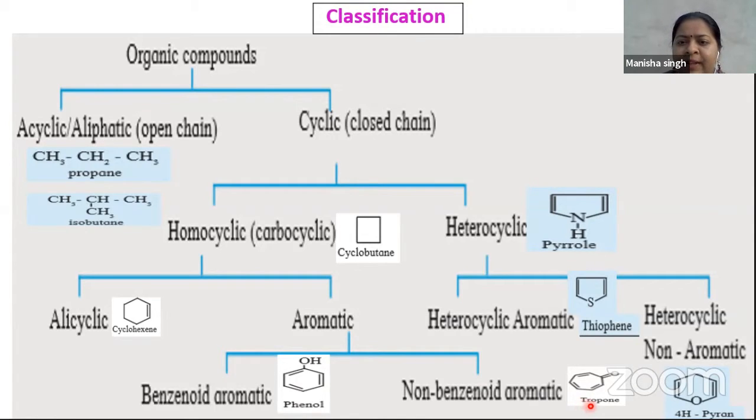Now we will come to here heterocyclic. The classification is like this. Heterocyclic aromatic and heterocyclic non-aromatic compound. So heterocyclic aromatic means what? Here hetero atom is there and it has got some aroma. So that's why it is heterocyclic aromatic. Example is thiophene. And heterocyclic non-aromatic, the example is pyron.